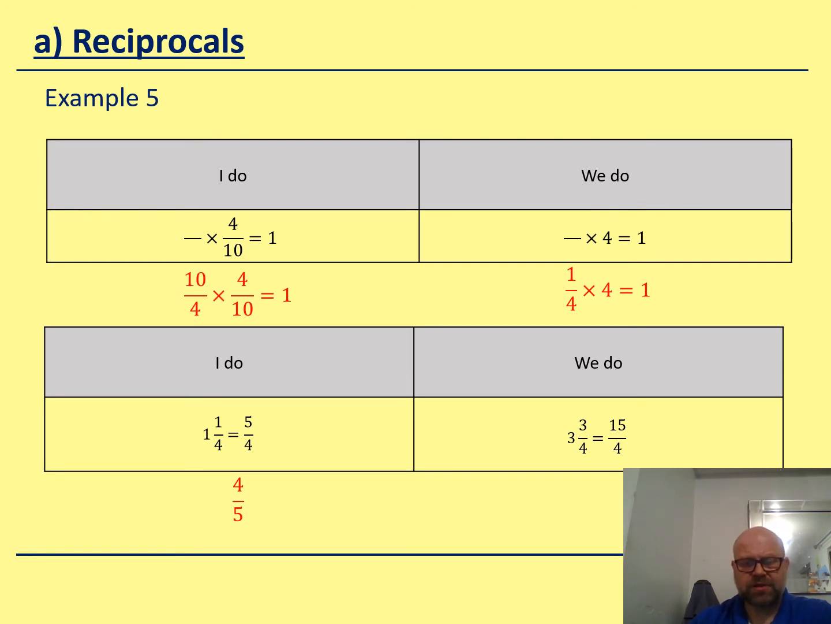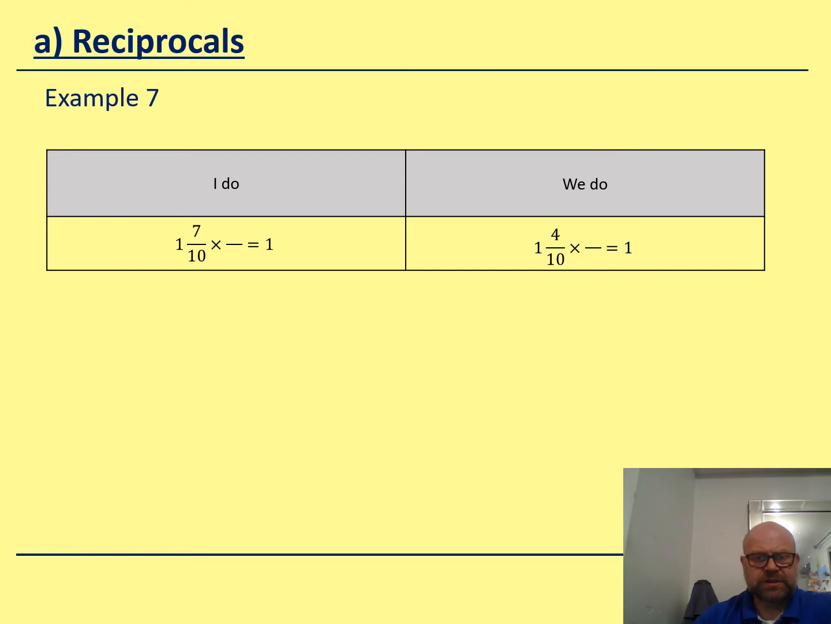Remember, you need to turn that 3 3/4 into an improper fraction. 4 times 3 is 12. Add 3 is 15. So what's the reciprocal of 15 over 4? It's 4 over 15.